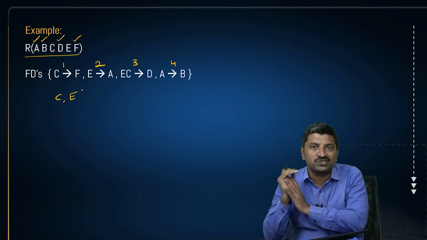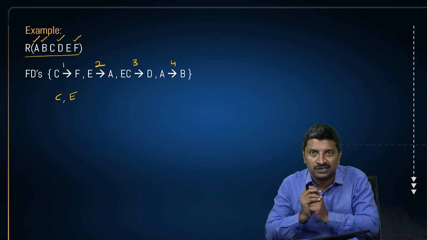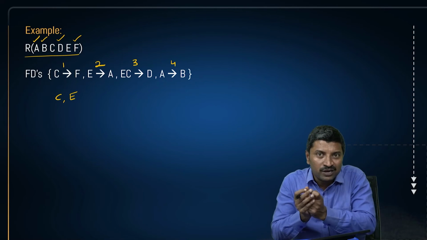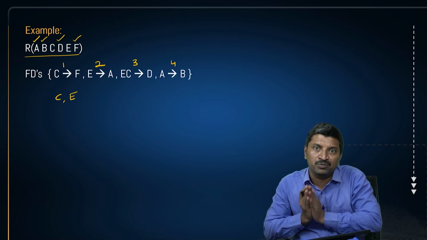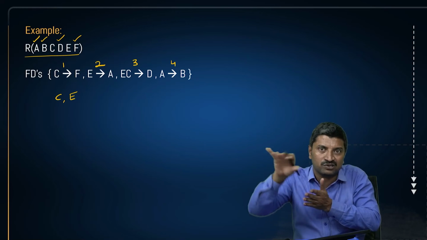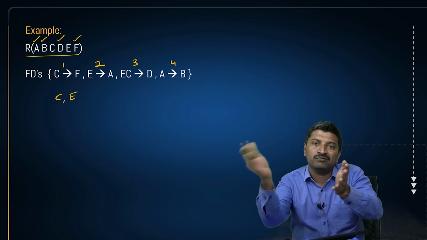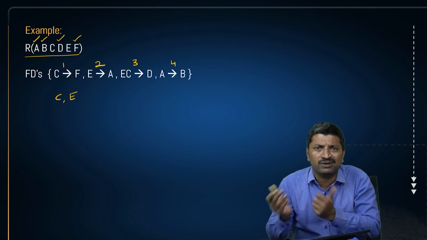I am having two attributes C and E. These are not present on right side of any functional dependency. That means I cannot find those values by the use of other values. So it means that what, sir? It should be part of our key. Maybe they are sufficient to find all the values of attributes, or they may not be sufficient. If they are not sufficient, we add some more attributes. If they are sufficient, it will be our key and it will be our candidate key.